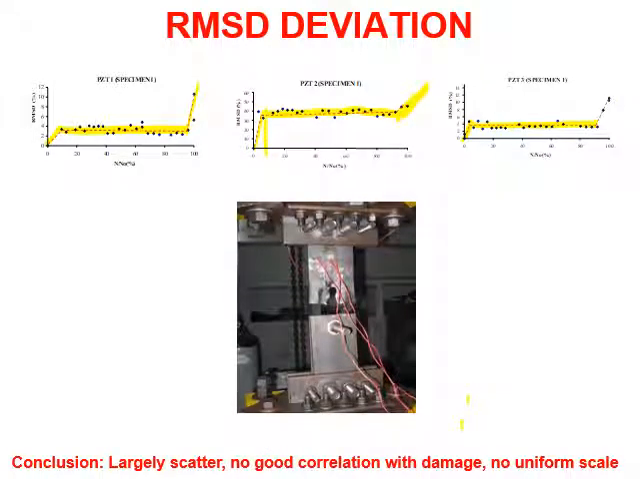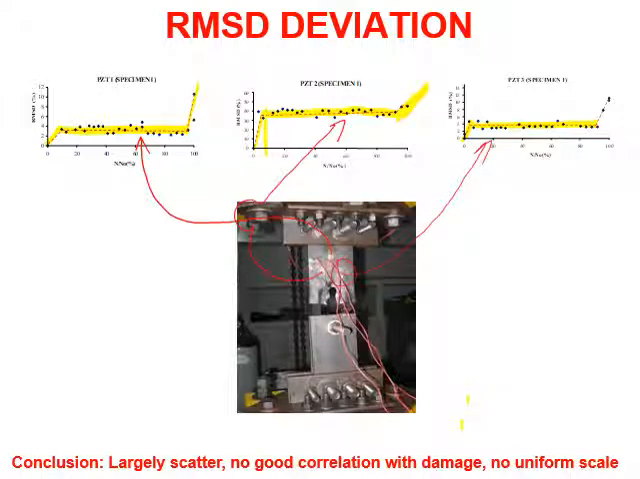And then another thing is that we have the three PZT patches, patch 1, patch 2 and patch 3. This is the root mean square deviation of patch 1. This is for patch number 2. Patch number 2 is here, and this is for patch number 3.